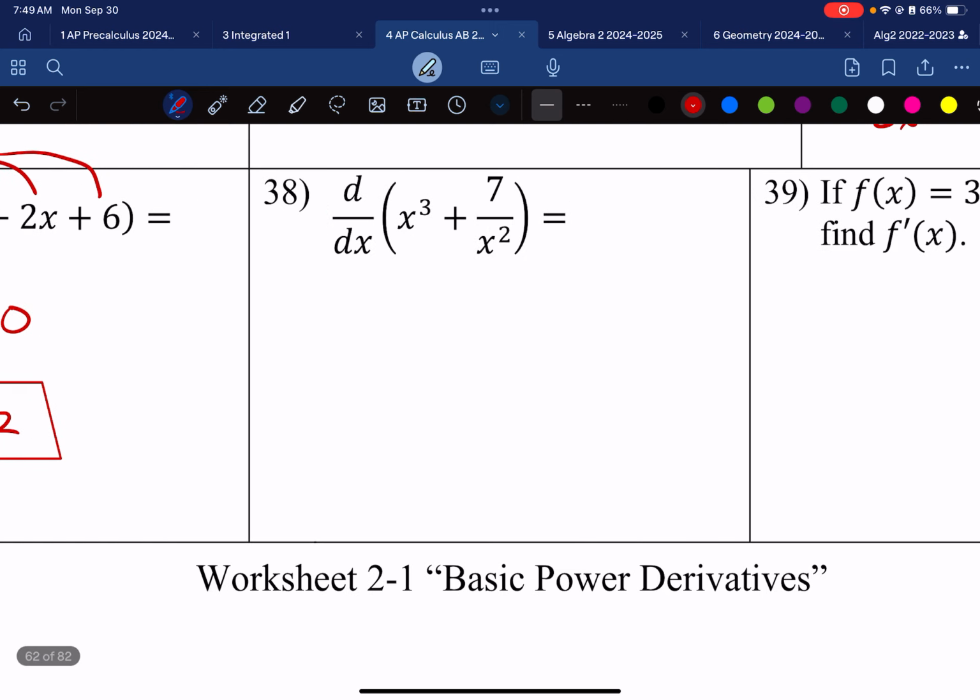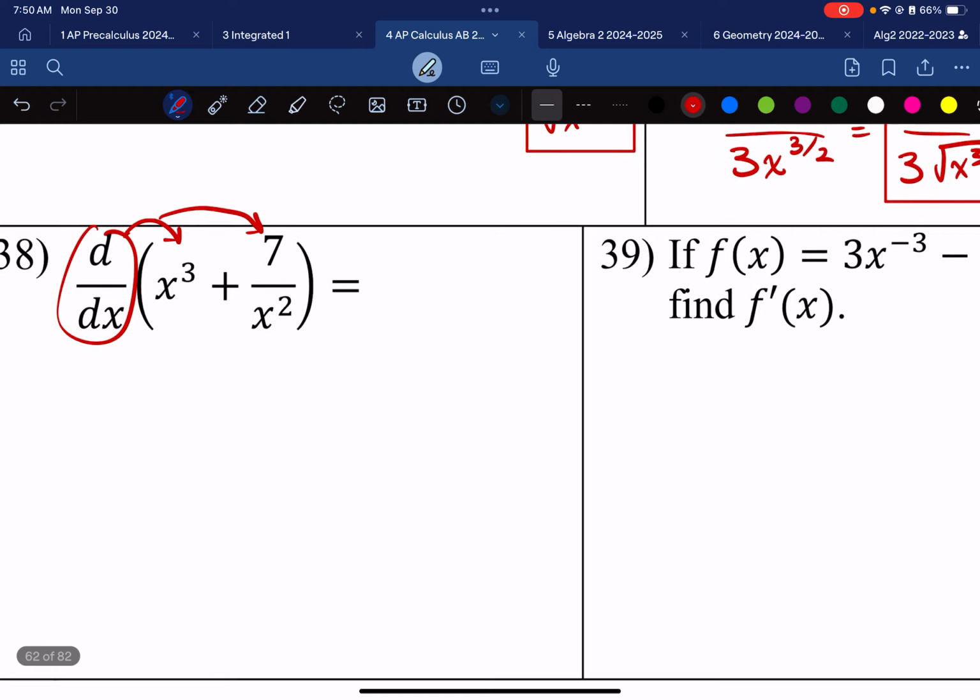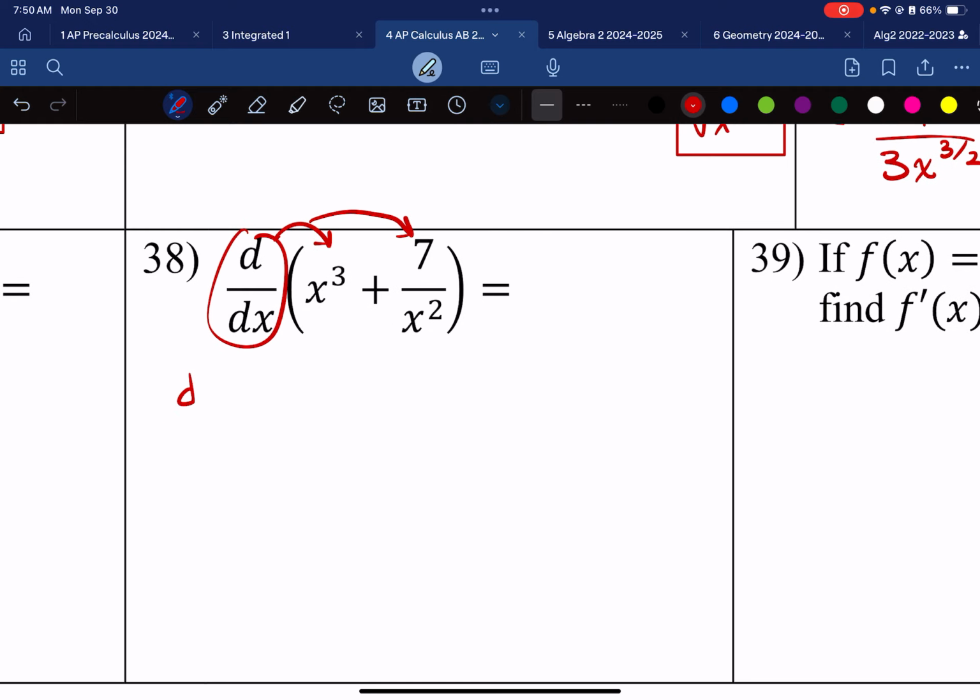Number 38, second to last problem. Again, distribute the derivative. It's going to go here and it's going to go here. But I can't do that yet because this is an x in the denominator. It's a fraction. I don't want to use quotient rule. I need to rewrite this. So this is really the derivative with respect to x of x to the power of 3 plus 7 times x to the power of negative 2. Now I'm ready to take the derivative.